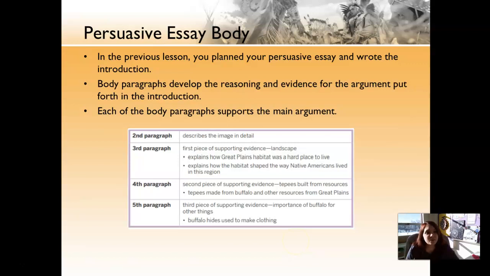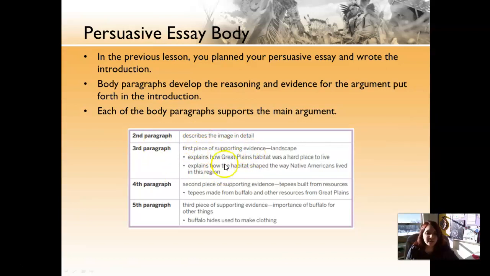So in the previous lesson, we started to write our introduction. The body paragraphs are meant to give reasons and evidence for the argument that we already wrote in our introduction. So each body paragraph supports the main argument. The second paragraph is describing the image in detail. What is happening in the picture you chose?